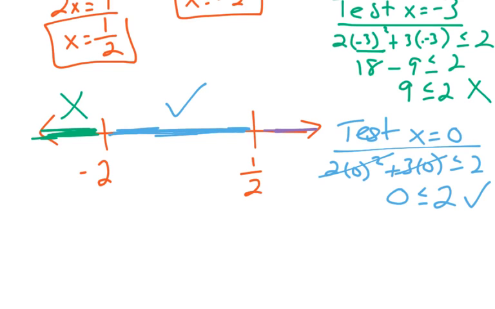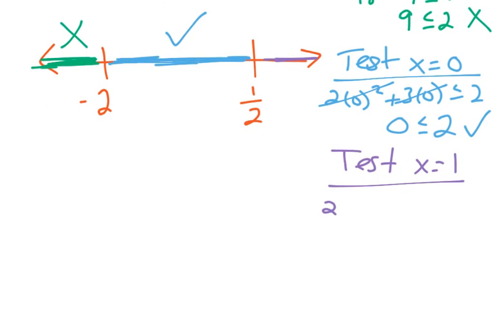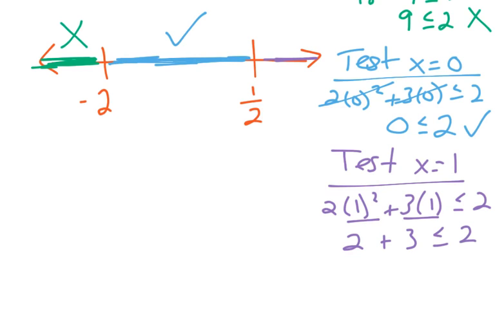The last interval, I needed something bigger than 1/2. To me, that number would be 1. Test x equals 1. We'll do the same thing. So we'll have 2 times 1 squared plus 3 times 1 less than or equal to 2. Okay, 1 squared is 1, times 2 is 2. 3 times 1 is 3, less than or equal to 2. 2 plus 3 is 5, less than or equal to 2. This is a false statement. So we have false statement in the green, true in the blue, false in the purple.